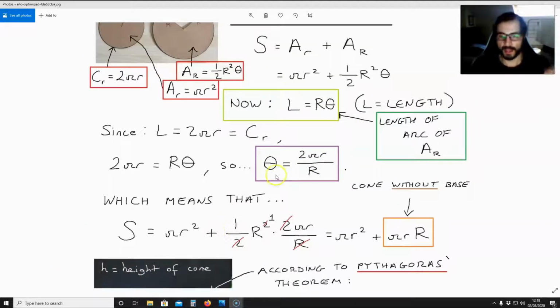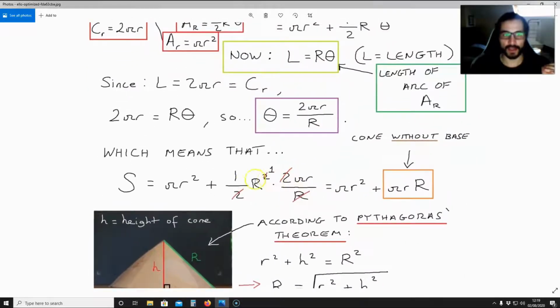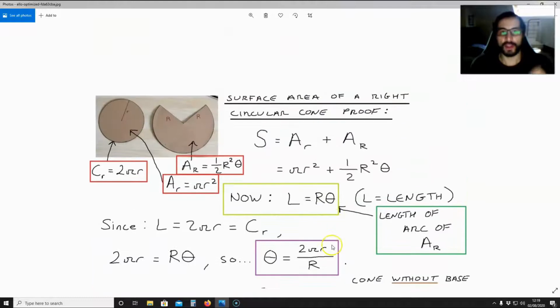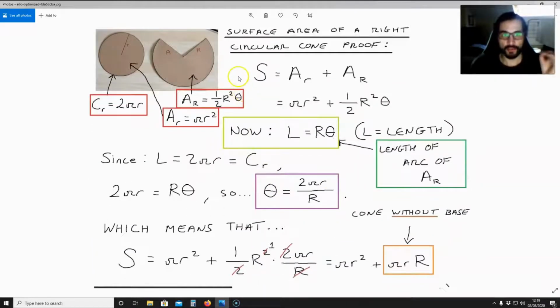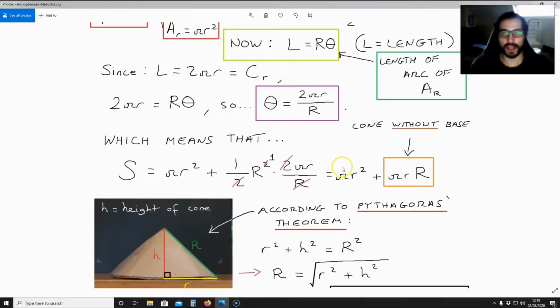If we plug this value of theta back into this equation up here, like I've done over here, what we end up getting is pi r squared plus pi multiplied by r multiplied by big R for the surface area of this right circular cone. Okay, this is what we end up getting. And from here, we're going to simplify further to get an even more beautiful equation.